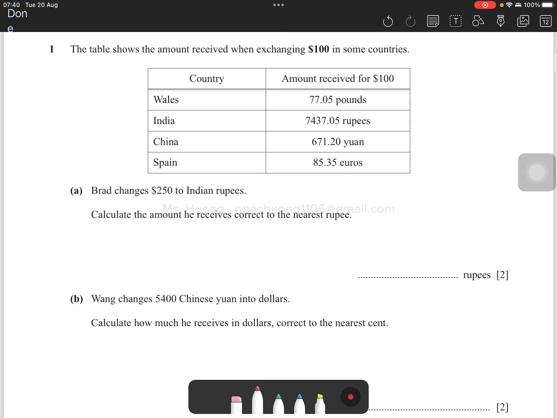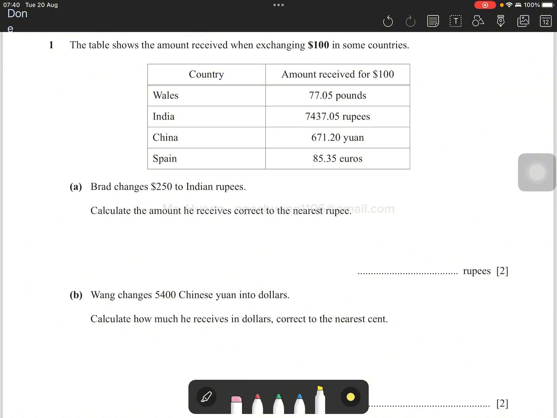Question 1. The table shows the amount received when exchanging $100 in some countries. So you can look at the table and you see that the left column is the countries like Wales, India, China, Spain. And on the right hand side, we have the amount received for $100.